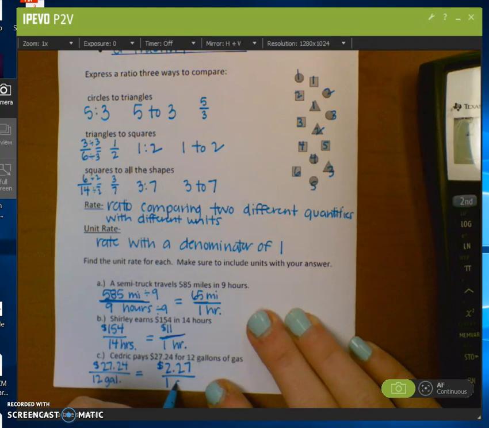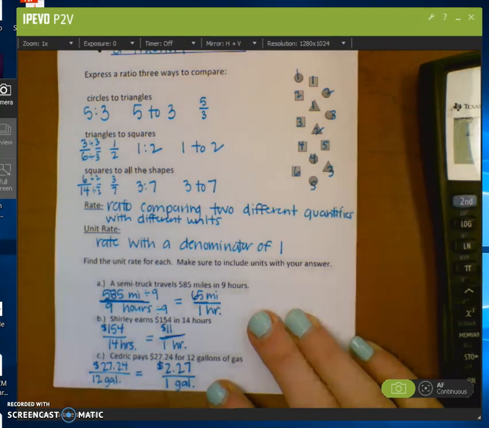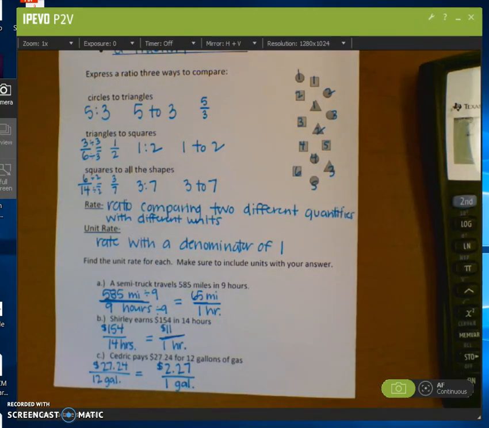for every 1 gallon. So again, my unit rate always has a denominator of 1: 65 miles for 1 hour, $11 for 1 hour, $2.27 for 1 gallon. Those all are unit rates. They have a denominator of 1 and compare two different quantities with different units, miles and hours, dollars and gallons.